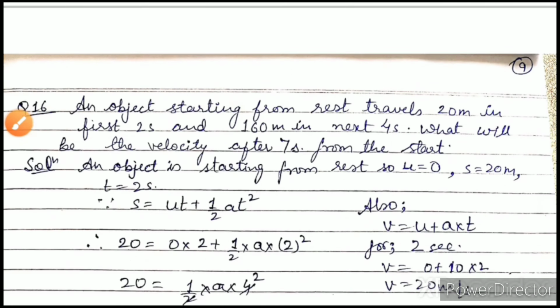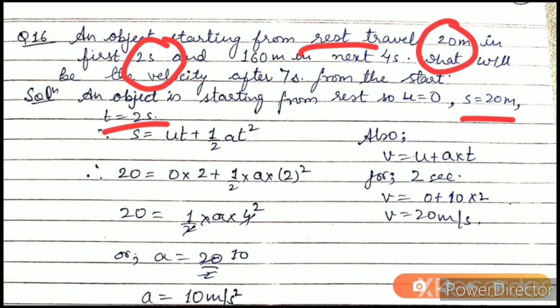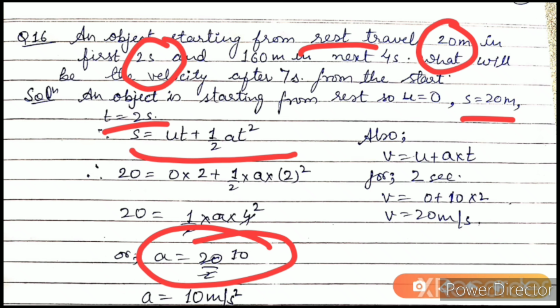Now come to next. An object starting from rest travels 20 meter in first 2 seconds and 160 meter in next 4 seconds. What will be the velocity after 7 seconds from the start? We need to find this. So whatever is given, write this. From rest means u will be equal to 0. Travels 20 meter in 2 seconds. So if t is equal to 2 seconds, s will be 20 meters. Substitute this value, s is equal to ut plus half at square. From here we see that a is equal to 10 meter per second square.